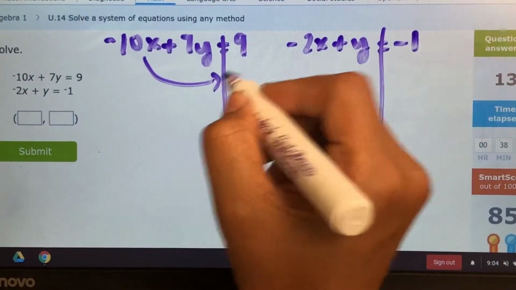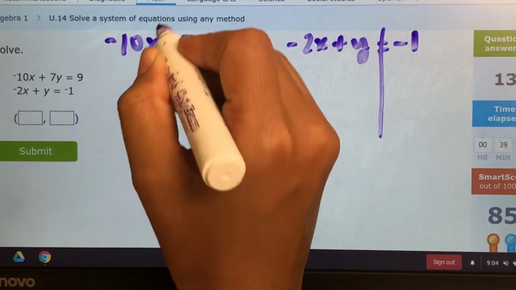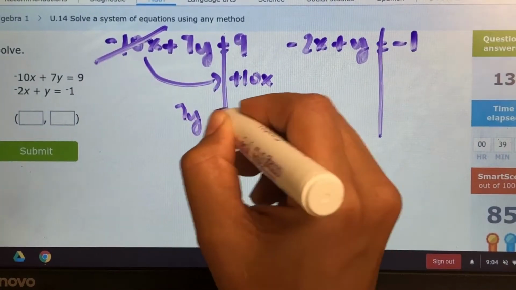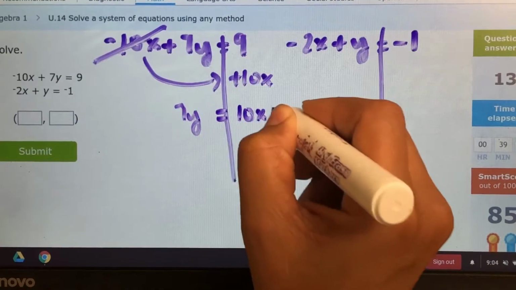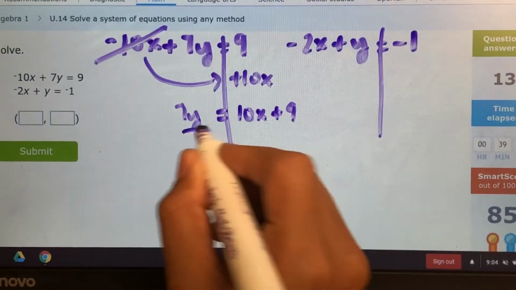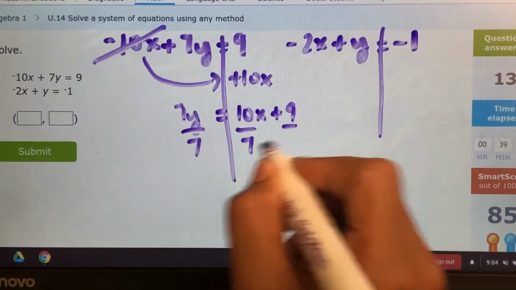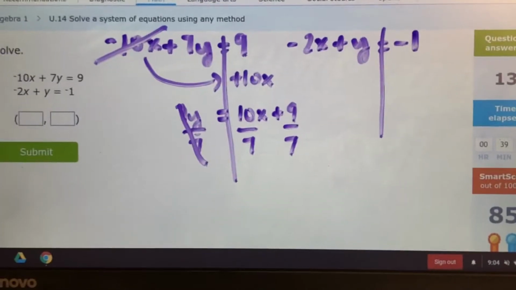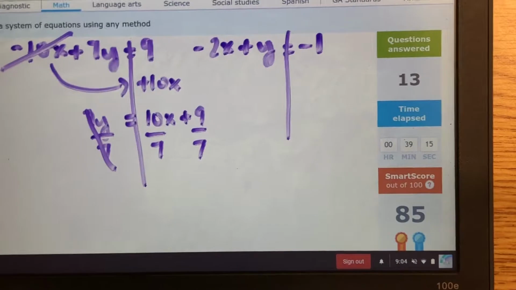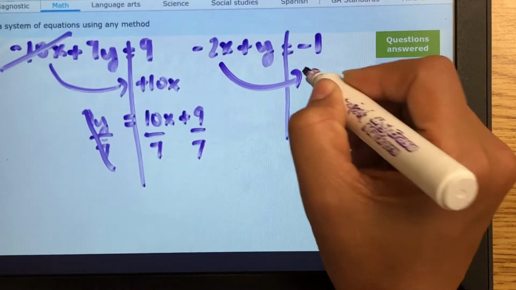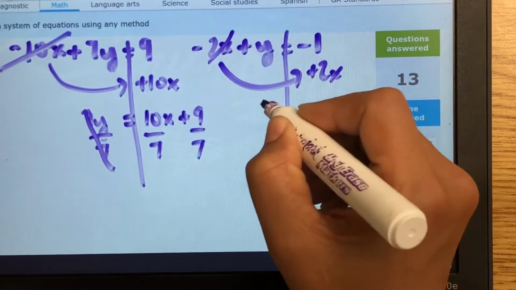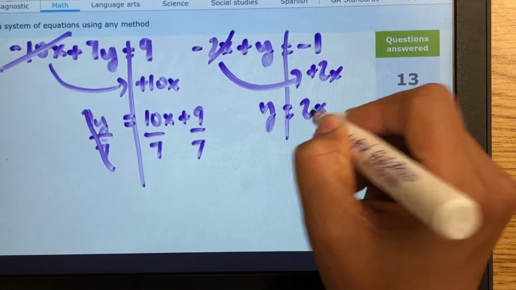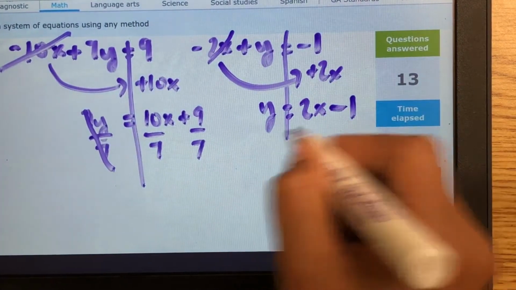So move this to the other side. It's going to be plus 10x. So you have 7y equals 10x plus 9. I need to get y by itself, so divide everything by 7. So there's my y equals. On this one, I move this to the other side. It becomes plus 2x. So I'm going to get y equals 2x minus 1. And there's my y equals.